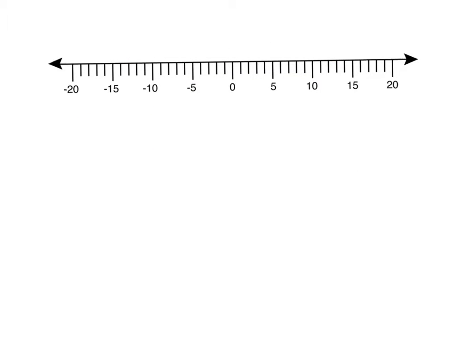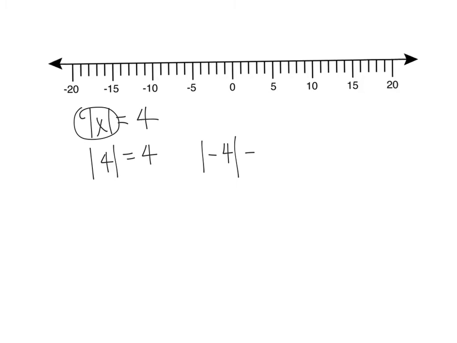So if I ask you to graph the absolute value of x equals 4, what number can go in for x? Well, I can put a 4 in. The absolute value of 4 is 4, and the absolute value of negative 4 is also 4, because again, we're just looking at the bigness of the number. That just tells me how far I am from 0. So my answer is going to be there and there.